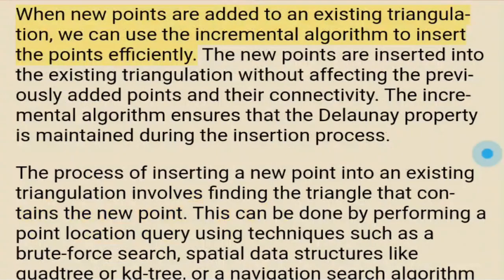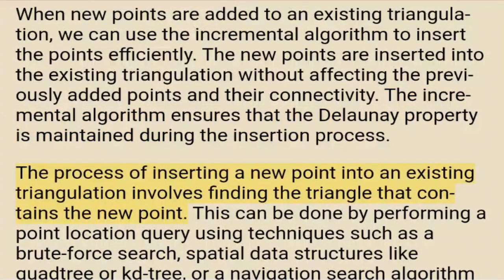Incremental updates. When new points are added to an existing triangulation, we can use the incremental algorithm to insert the points efficiently. The new points are inserted into the existing triangulation without affecting the previously added points and their connectivity. The incremental algorithm ensures that the Delaunay property is maintained during the insertion process.